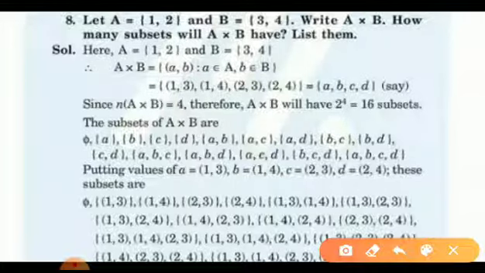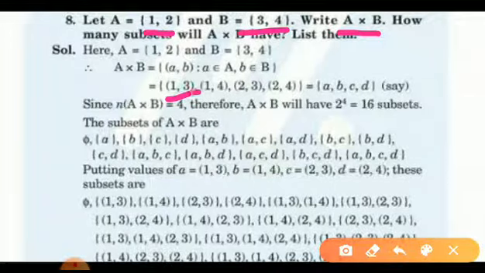If A is equal to 1 comma 2, B is equal to 3 comma 4, then write A cross B. Can you tell how many elements will be there in A cross B? Here A contains 2 elements, B contains 2 elements. That means A cross B will contain 4 elements. That is 1 comma 3, 1 comma 4, 2 comma 3 and 2 comma 4.